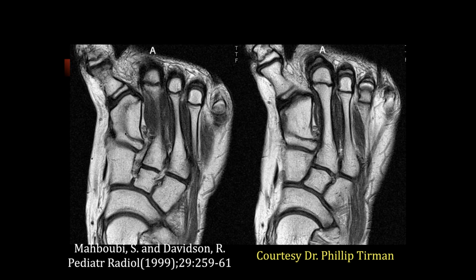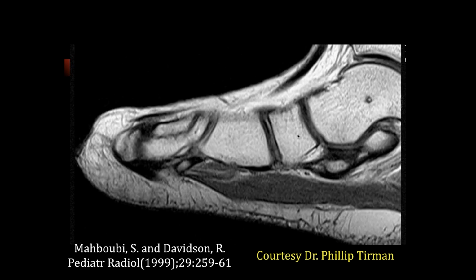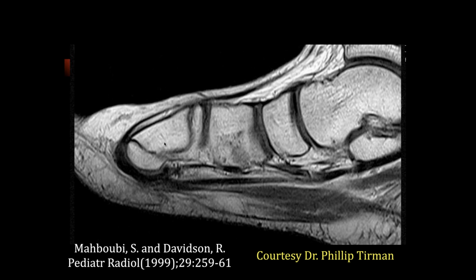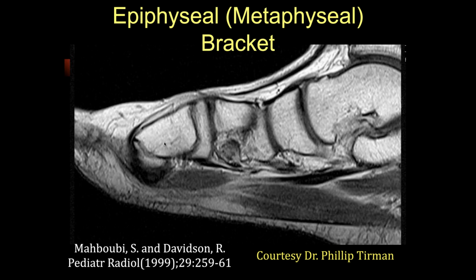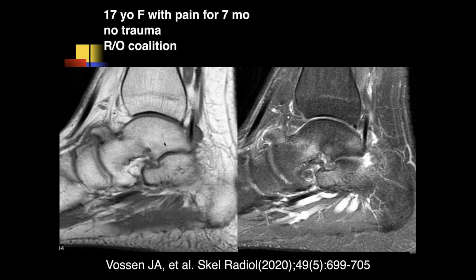Yeah, it has a funny appearance here, doesn't it? Yeah, almost like there's a bipartite or... Yeah, it looks almost like the growth plate's in the wrong place. Yeah. It's like it's flipped. This is called an epiphyseal or metatarsal bracket, and it's a congenital abnormality where the growth plate doesn't develop properly in the metaphysis, and you get abnormal bone growth and secondary deformity from that, called an epiphyseal bracket.